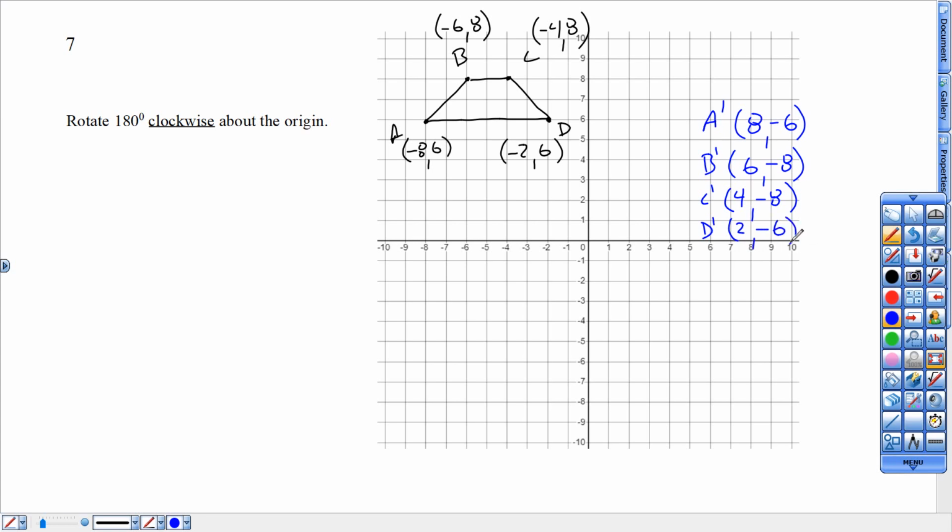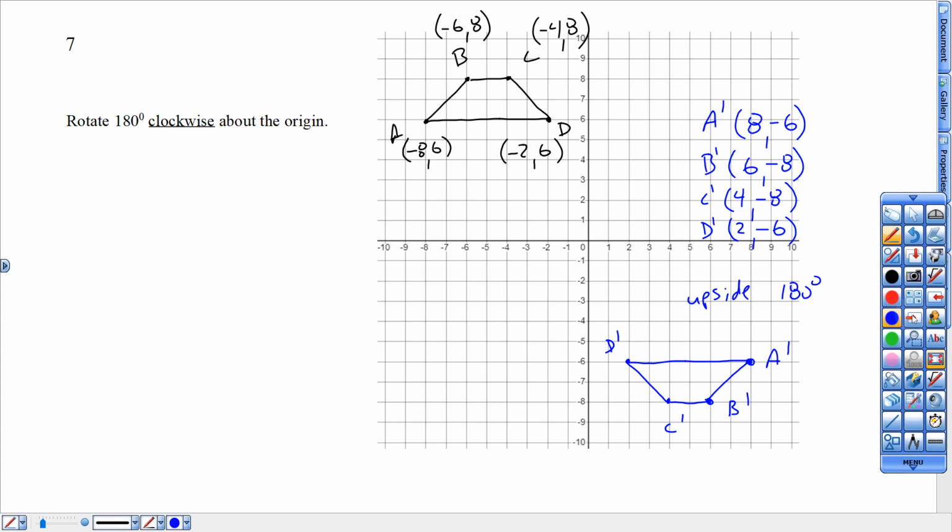So 8, negative 6, that's where A prime goes. 6, negative 8, that's where B prime goes. It's going to be upside down. 4, negative 8, that's where C prime goes. And then 2, negative 6, that's where D prime goes. And if you draw that, that gets you that upside down look. Clearly upside down. All 180s end up in that upside down look.